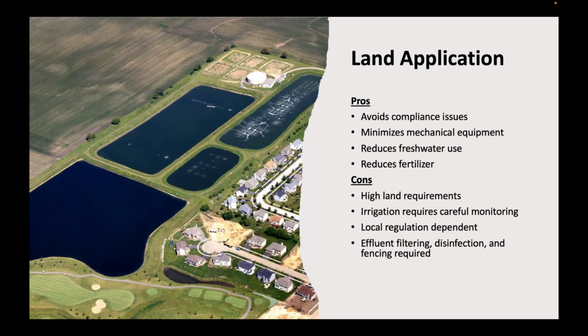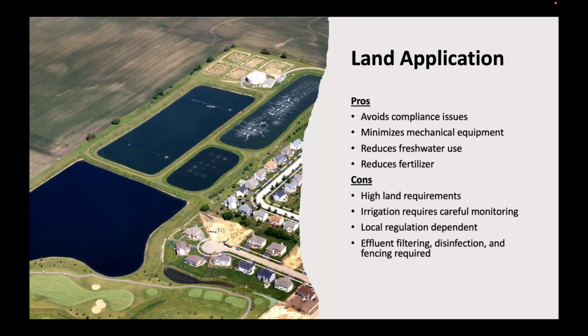It is local regulation dependent as to whether you can do it. I have a customer who's going to land apply in Wyoming right now. They're being sued because they are, quote unquote, irrigating with raw wastewater, according to the suit, which isn't true at all. It's treated wastewater. It's on a field of a non-irrigable crop. It's not going to touch anybody, but there's a lot of that NIMBY, not-in-my-backyard type of attitude about this sometimes. And then the effluent filtering, disinfection, and fencing can be a requirement.